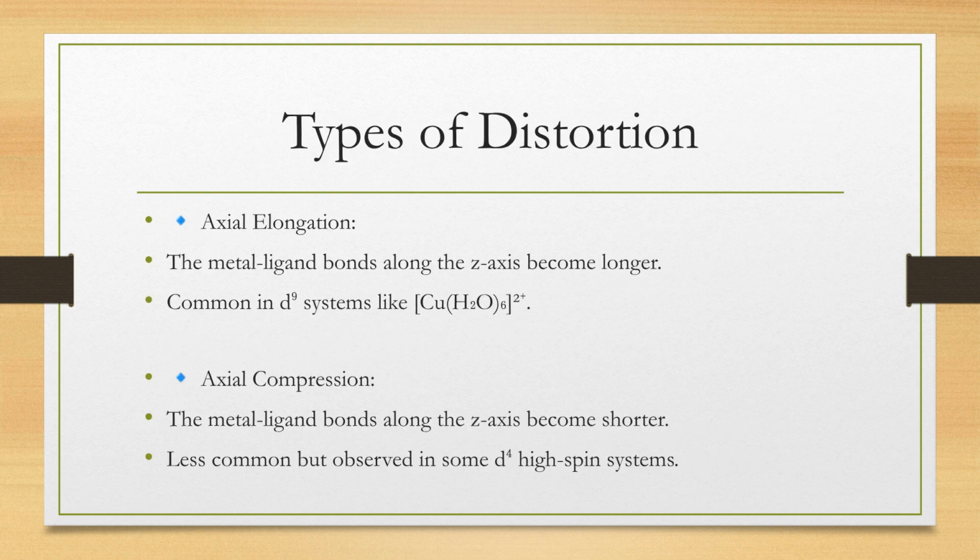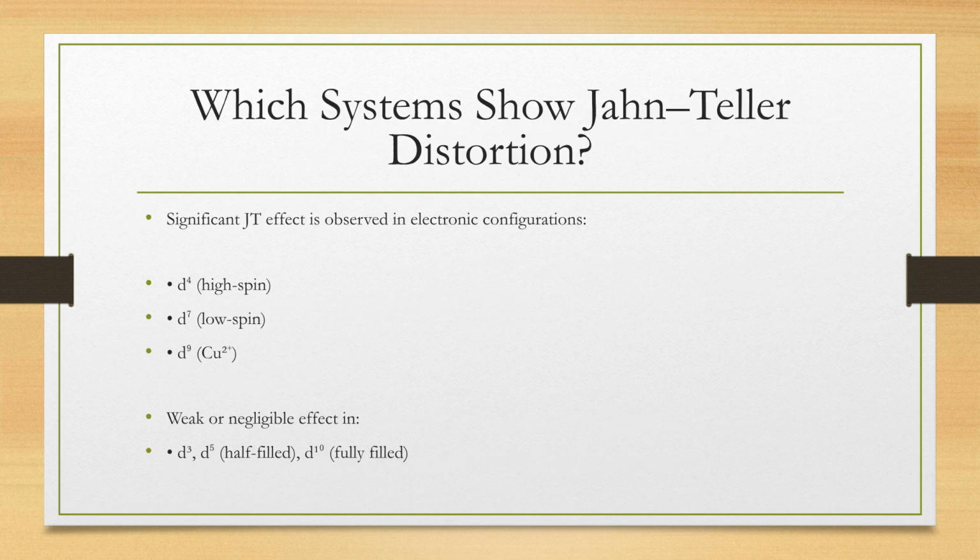There are two main types of distortion. Axial elongation occurs when metal-ligand bonds along the z-axis lengthen, common in d9 systems like [Cu(H2O)6]2+. Axial compression, though less common, involves the shortening of metal-ligand bonds along the z-axis, observed in some d4 high-spin systems.